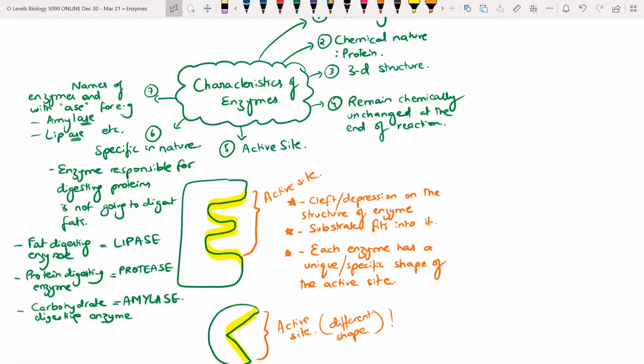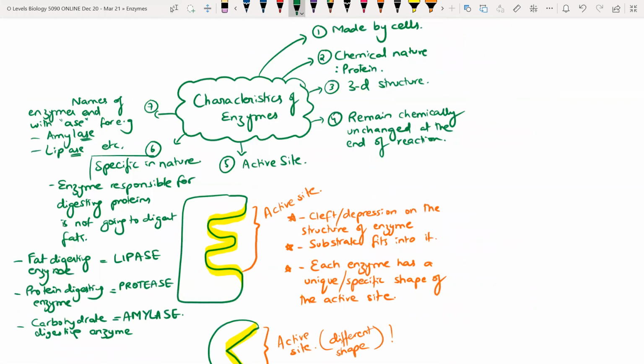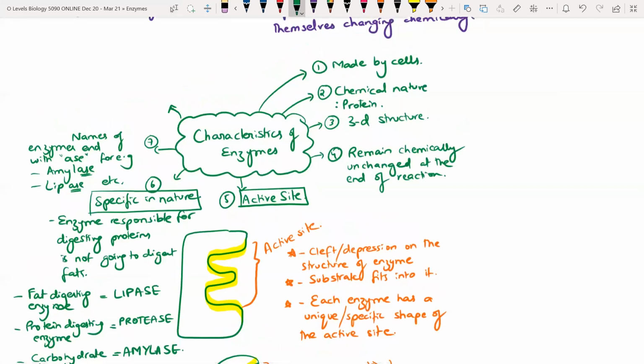Okay, so again, these are the specificity in nature. Since this was an important point, I have explained it to you in detail. Same goes for active site. All right, and then point number 8, they're used in small amounts. By the way, these features will never be asked together in a question. You just need to understand and know all of them. Never will you find a question in the past papers which will say describe or outline or list the characteristics of enzymes. So that's never going to be the case.